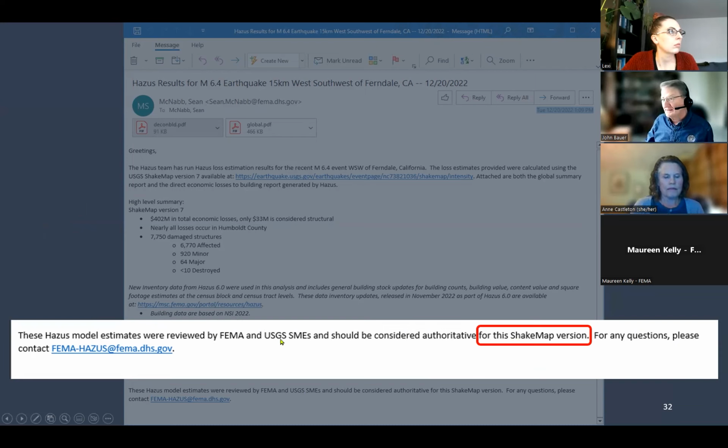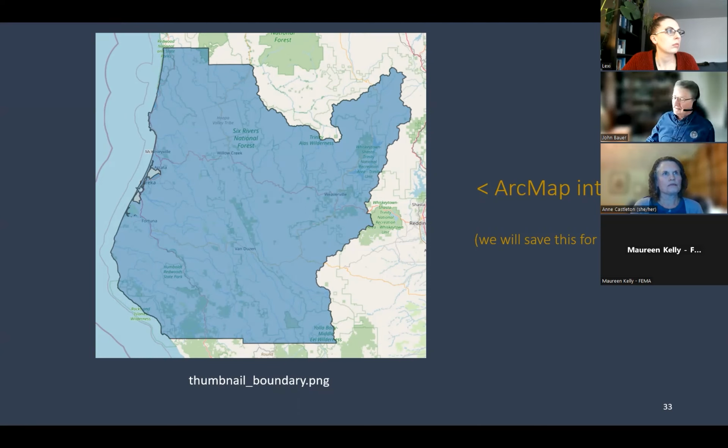In this particular case, the analysts only modeled 2 counties. It did not make sense to model more. It would just clutter it up, and that was their discretion. And because they were looking at the ground motions and determined the impact is only going to be limited to the Humboldt and Trinity counties.